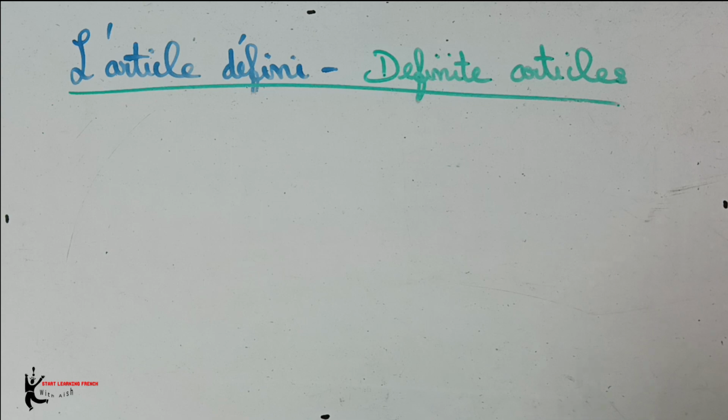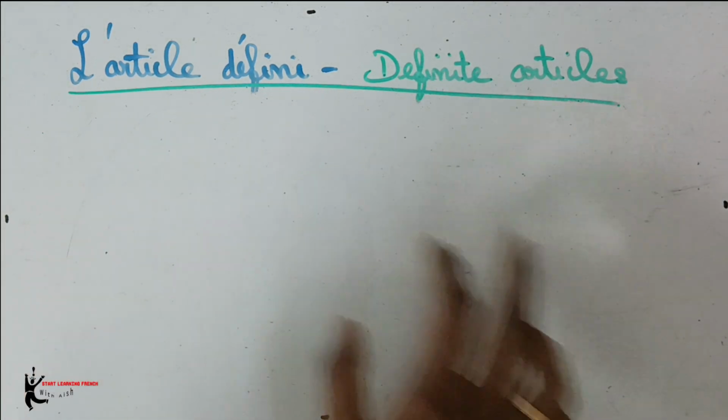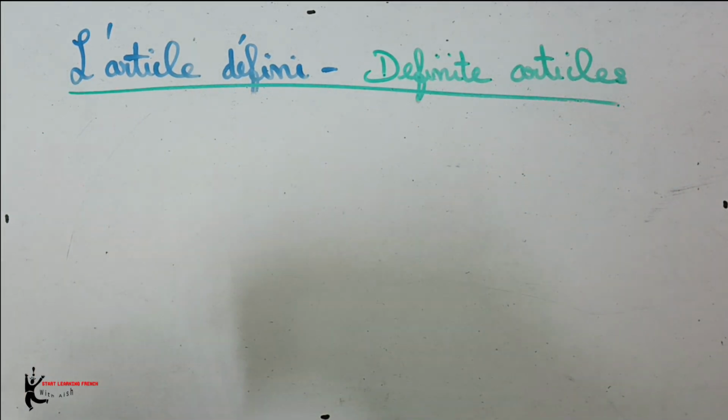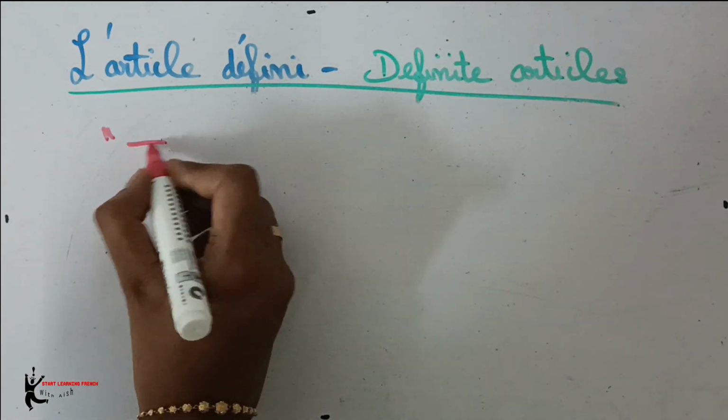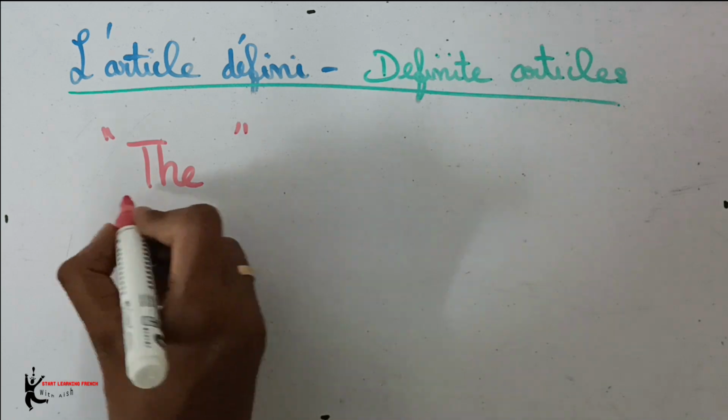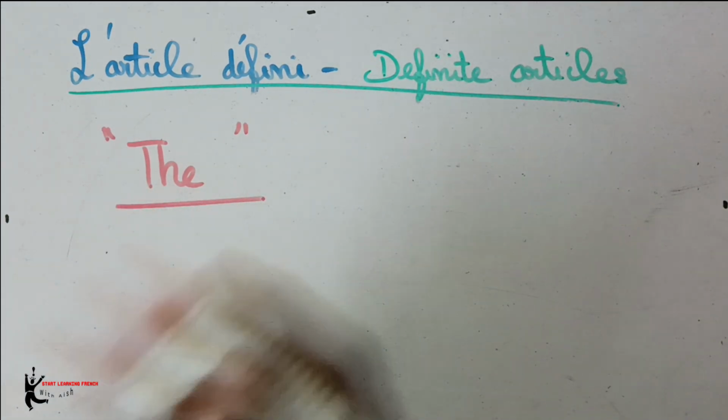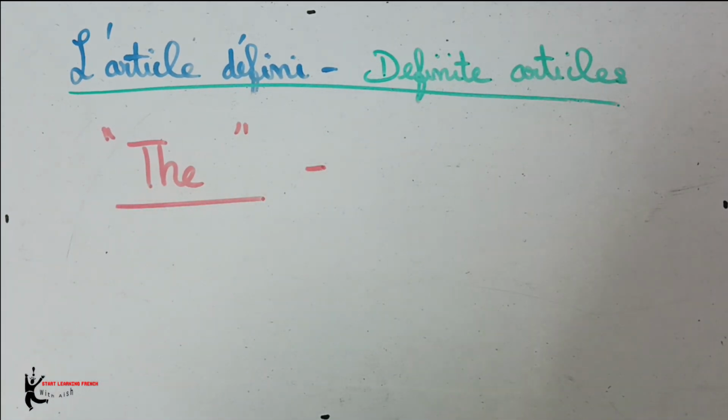Now we are going to see where to use an article défini in a sentence. Wherever you are using "the" in a sentence, there you have to use an article défini.